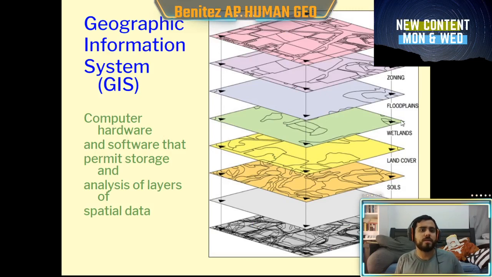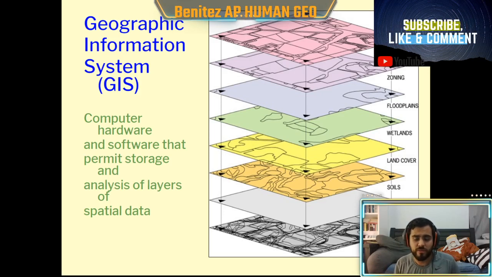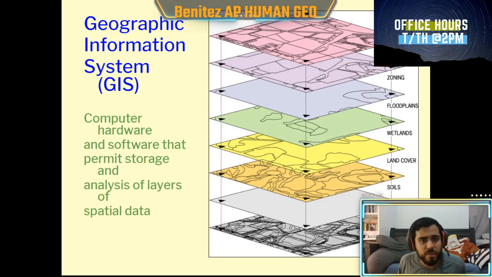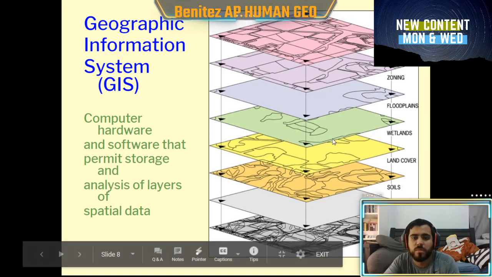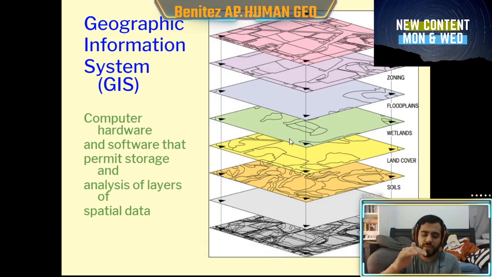The second method that geographers use to collect data from the Earth's surface is something called GIS. It's called Geographic Information System. Geographic Information System is just computer hardware and software that stores a bunch of information together. As you guys can see here, this first layer is one set of information. And then right here in the second layer, that's different information. And it keeps on going deeper and deeper. All these layers of data get put together to make one piece of data.